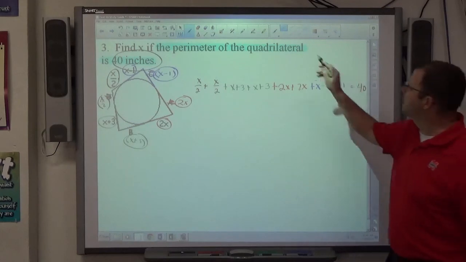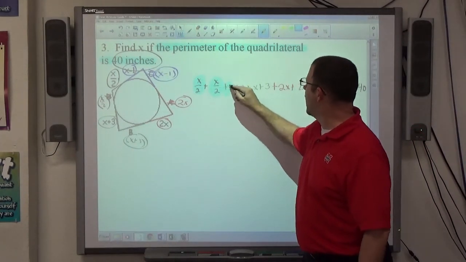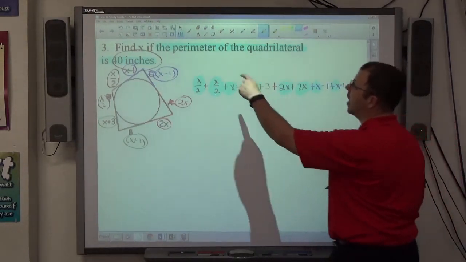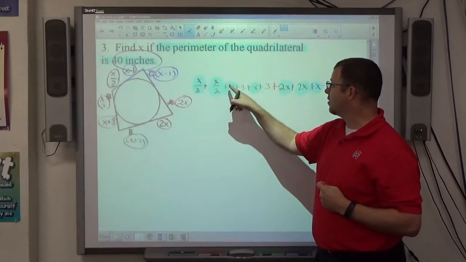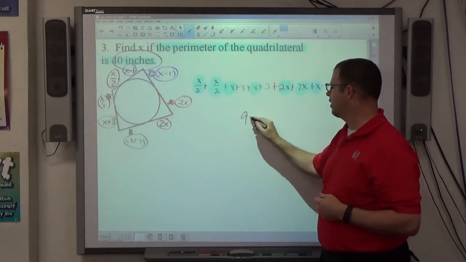At this point, I've got a bunch of terms. I look for like terms. x over 2, x over 2, x, x, 2x, 2x, x, x. All those are like terms. If I add all those up, x over 2 plus x over 2 makes 1x, 2x, 3x, 5x, 7x, 8x, 9x all together for the x's.